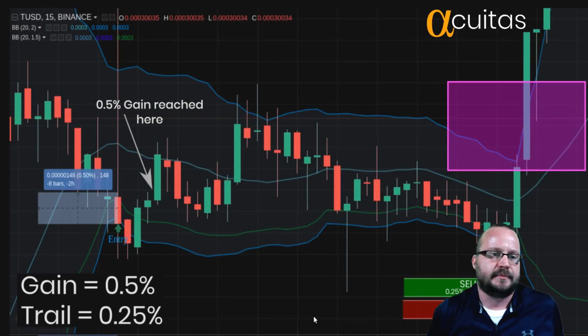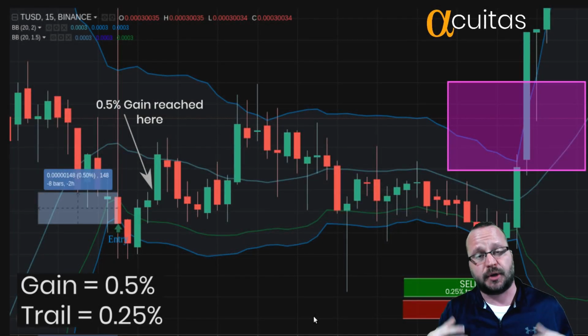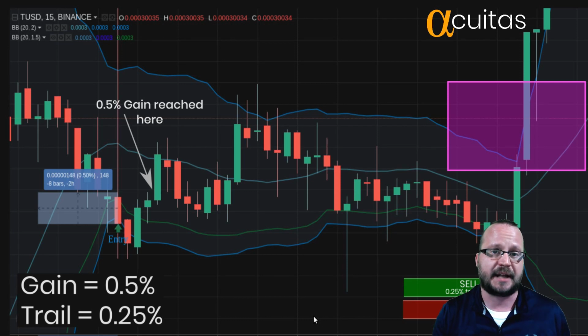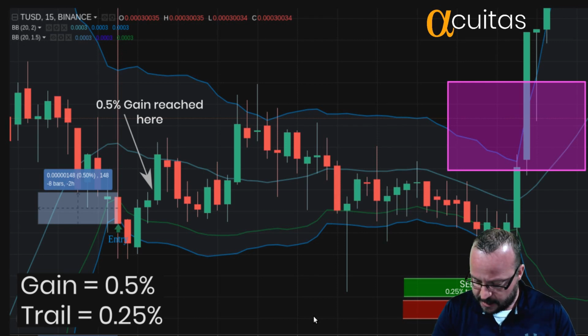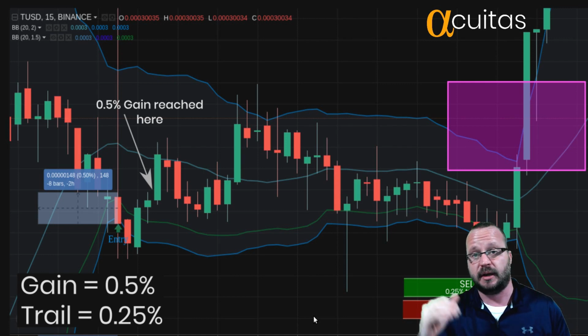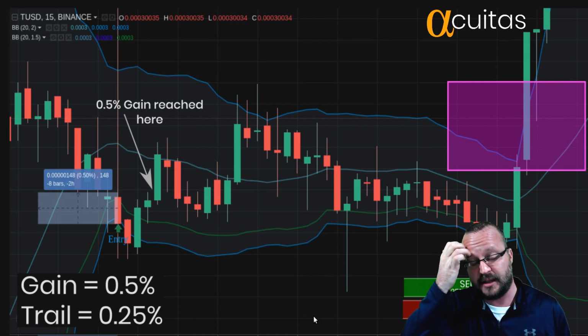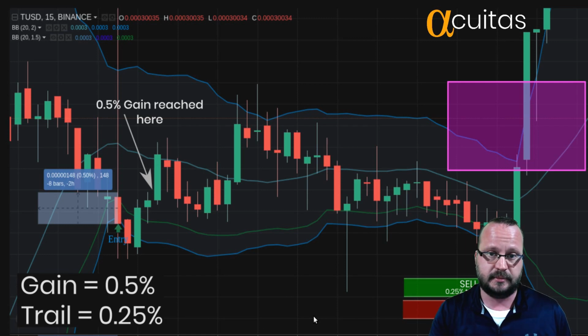Total trailing. Let's discuss how this is currently implemented in Acuitas and exactly what it is for people who don't really have a full concept of what a trailing window looks like. So a couple things. Trailing uses price only to determine its action. So if there's a TA-based strategy, then trailing doesn't necessarily matter.